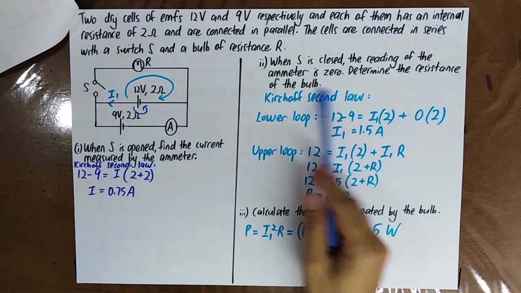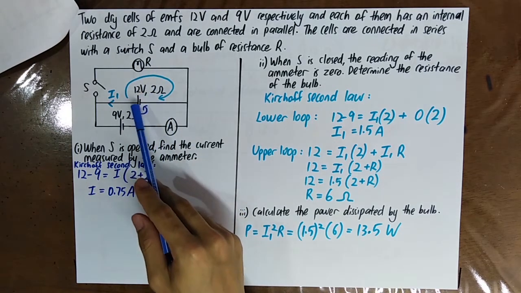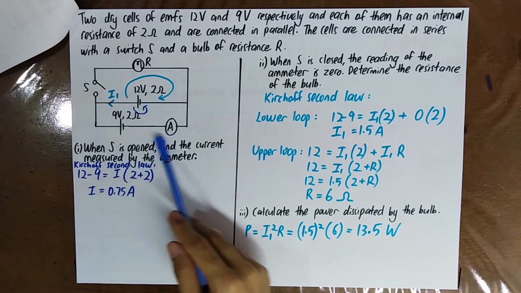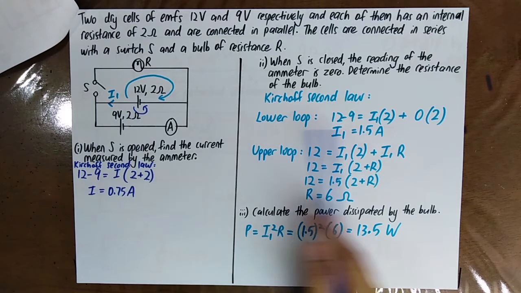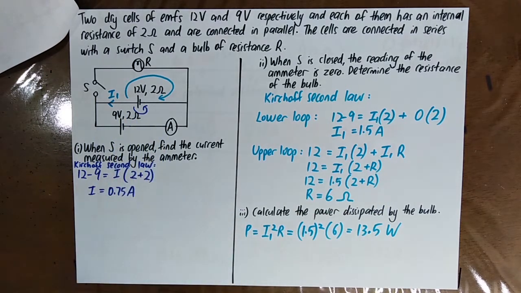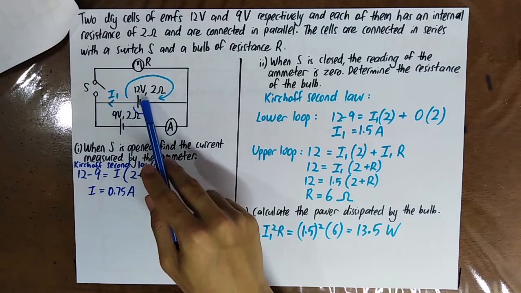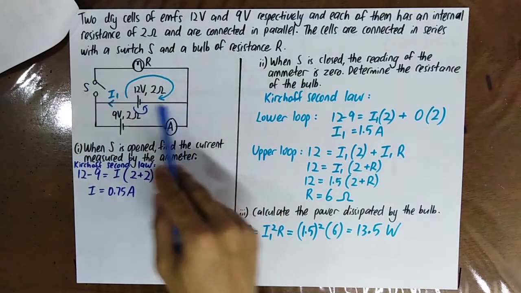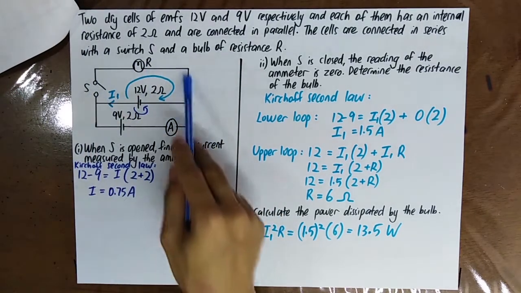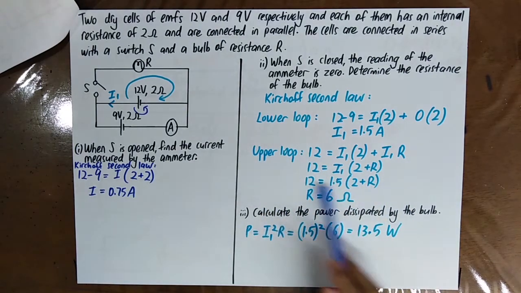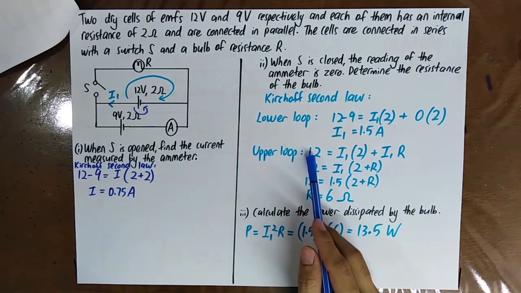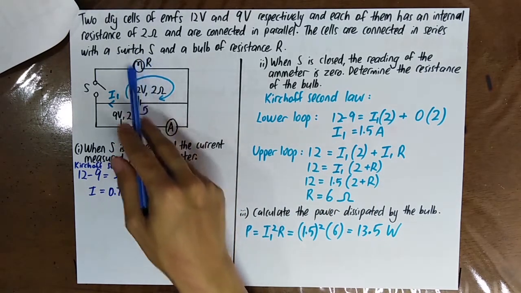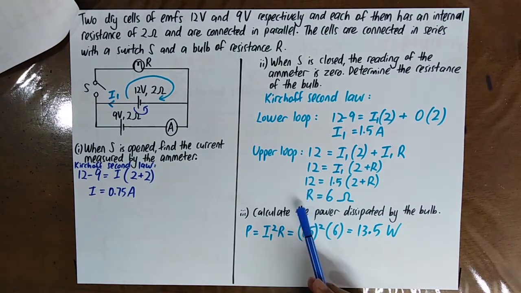Then by using Kirchhoff's second law, you know that 12 minus 9 equal to I1 times 2 plus 0 times 2 here, because no current flows through here. And you remember that I1 is the current that flows in this loop only. And then by using Kirchhoff's second law in the upper loop, you know that 12 equal to I1 times 2 plus I1 times this resistance R. Therefore, you can get R.